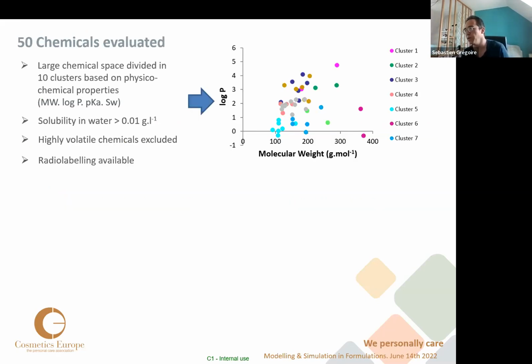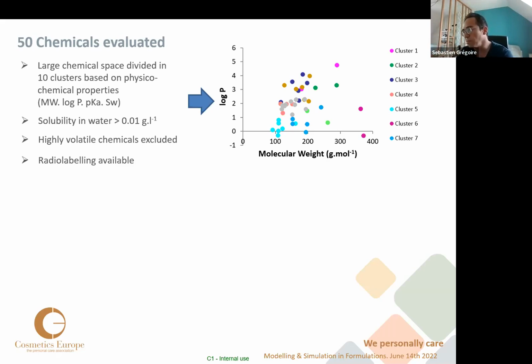For such purpose, the first thing was to select a set of chemicals, and we worked on a set of 50 chemicals that includes a large chemical space in terms of molecular weight and log P. We have some constraints, which are based on the physico-chemical properties. So first of all, we would like to prevent very highly volatile chemicals.